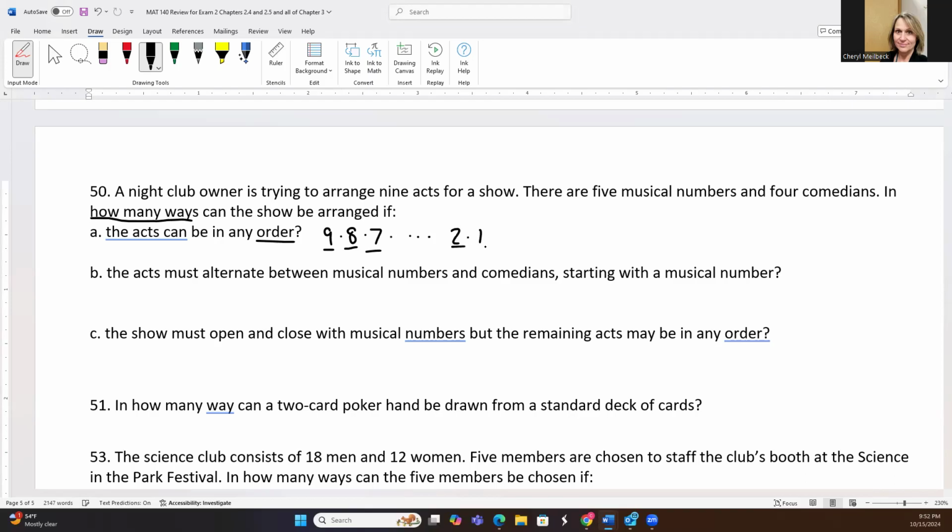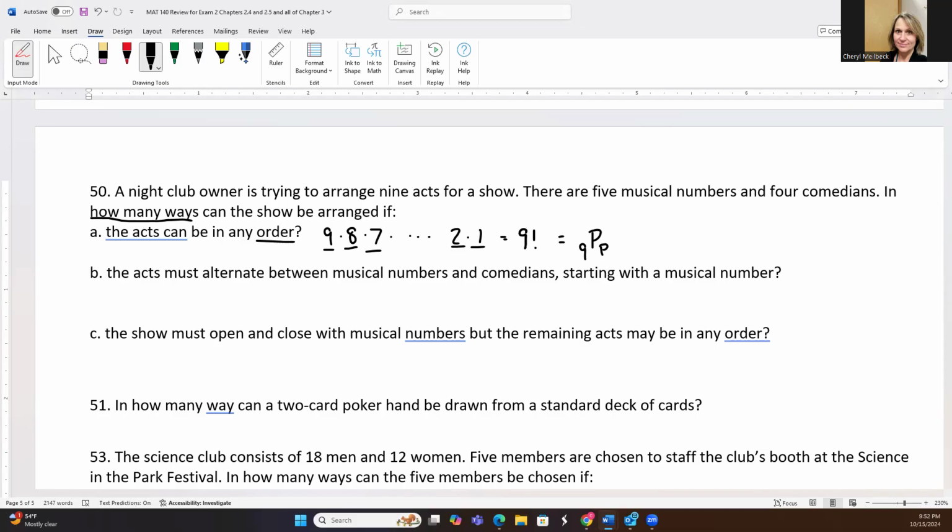times 1, or that's the same thing as 9 factorial, which on your calculator is also the same thing as 9 with a permutation of 9. So you're choosing 9 things out of 9, and all of those calculations will give you the same thing.